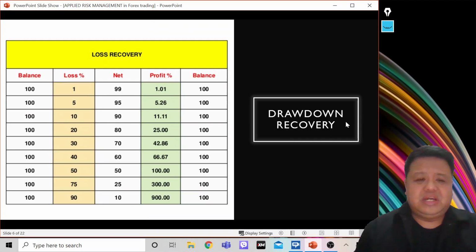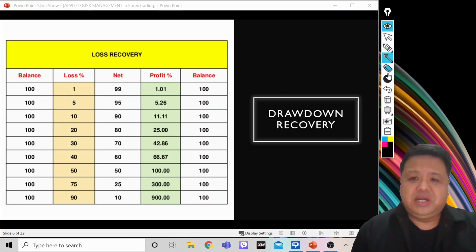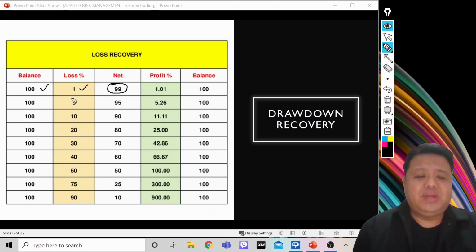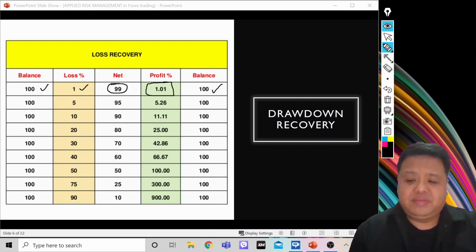So, halimbawa, dito sa loss recovery, kung sa $100 na balance, okay? Let me just pull down my pen tool. Okay. So, kung ito ay natalo ng $1 o 1%, then you still have $99 left. And for you to recover the $1 na loss, you need to make 1.01% profit to just break even. Maging $100 ka lang ulit.